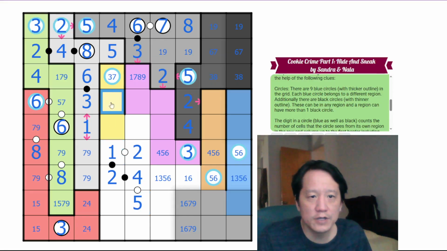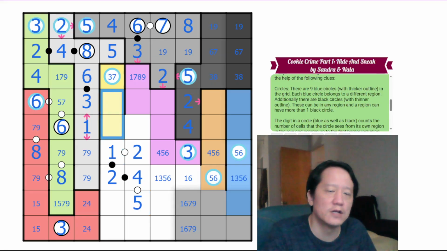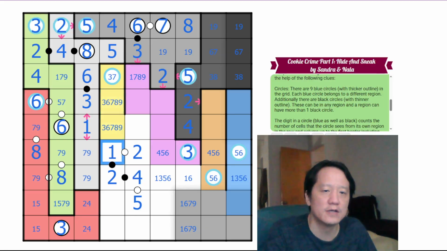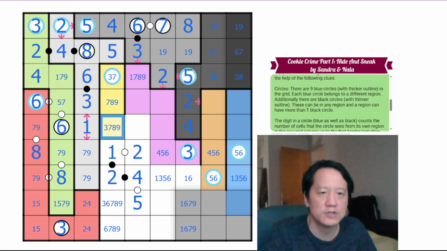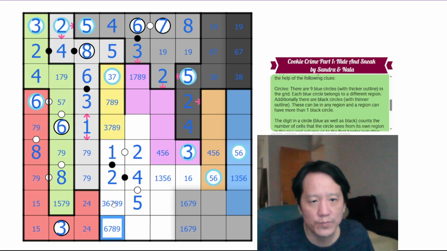This is 1 here. Remaining digits in column 4 are 3, 6, 7, 8, 9. No 3 here because of the 3 in the row. No 3 or 6 here because of the 3 or 6 in the row. This can't be 6. So 6 is one of these 2.